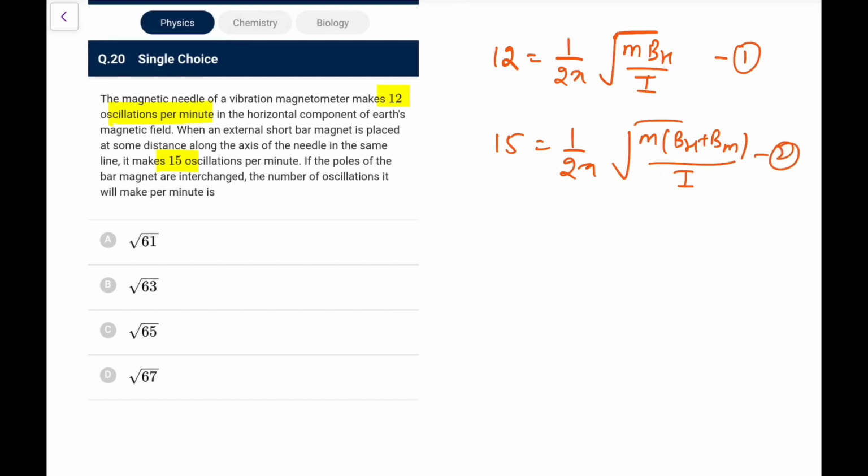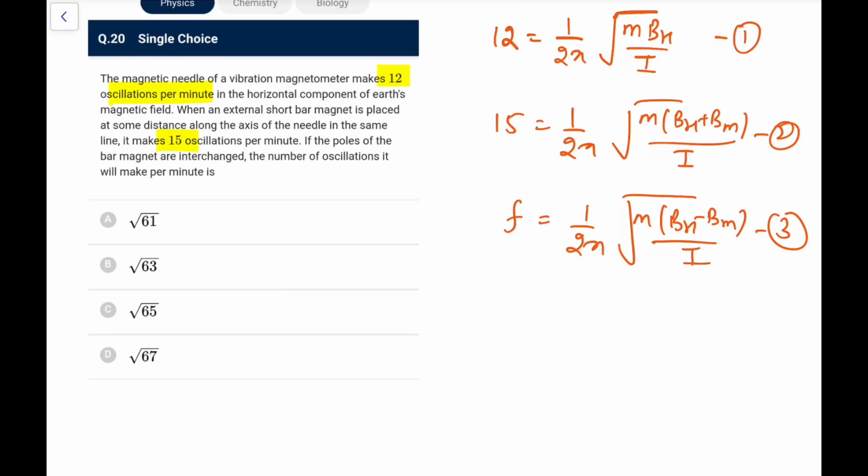Now if the poles are interchanged, the frequency would be 1 upon 2 pi under root of m(BH − Bm) by I for sure. This is the third equation. Now we have to find the value of that.